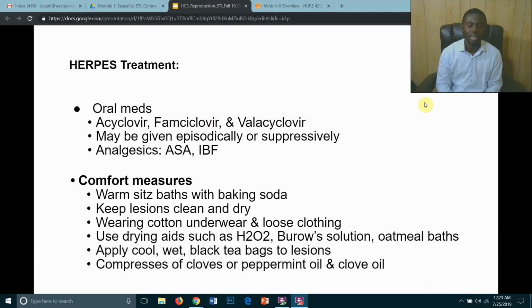Oral meds that are used to treat herpes include acyclovir, and all these other medications are antivirals that will be given episodically or suppressively. So this means that they are given only when symptoms are present to calm down the symptoms. And we've already talked about the comfort measures that can be done.